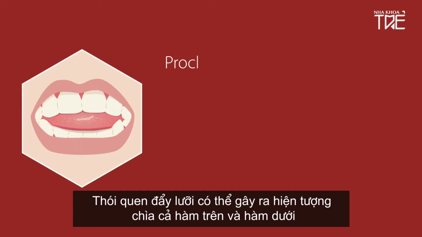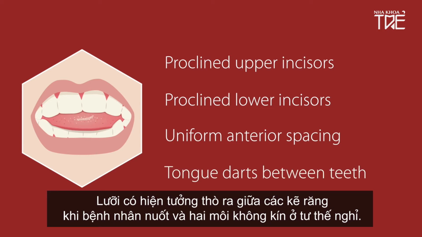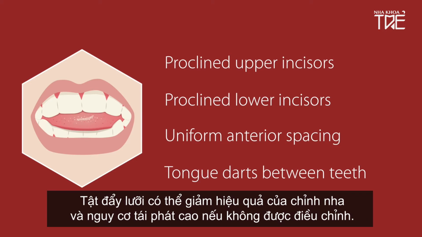Tongue thrusting can cause proclination of both the upper and lower incisors. The resultant spacing is often uniformly distributed between the anterior teeth. The tongue may dart between the teeth as the patient swallows with their lips apart. Tongue thrusting can undermine efforts to align the teeth and cause relapse if it persists in retention.